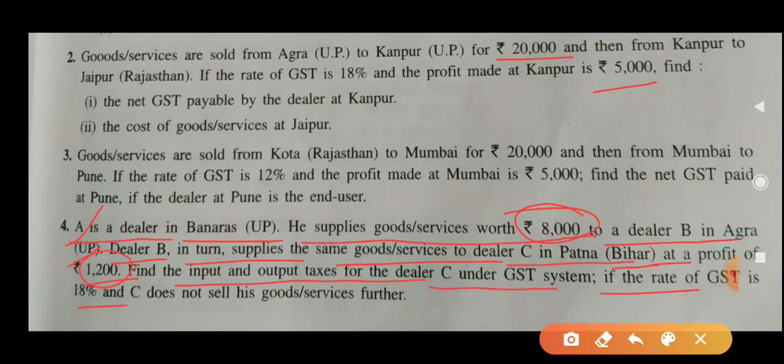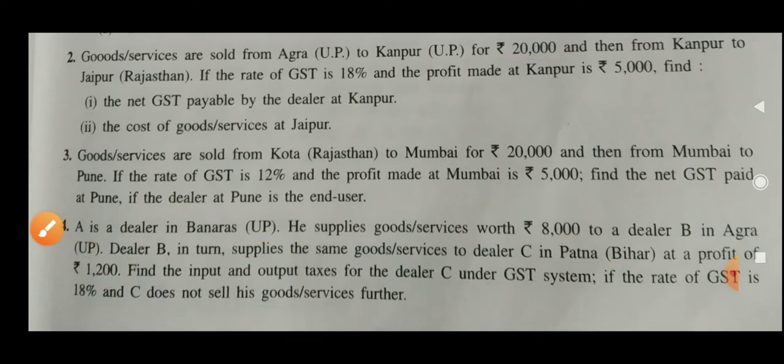under the GST system. And it is written, pay attention here, C does not sell his goods and services further. What is the meaning of this line? It means that C is the end user. After this user, these goods and services cannot be sold. He is using all the goods and services. So this is the meaning of this line. Now you see the solution.